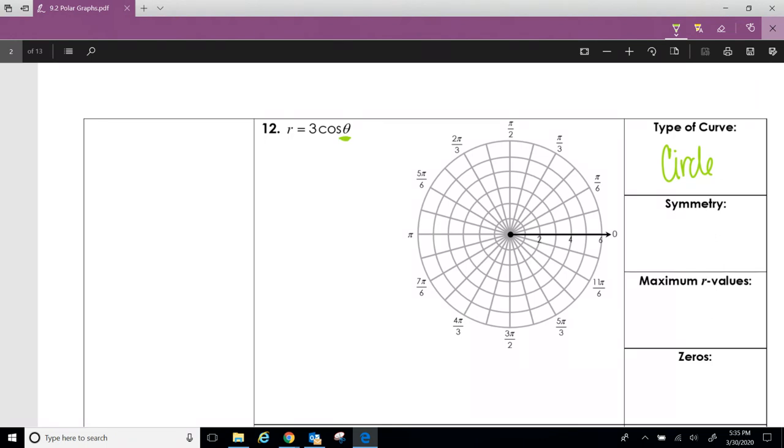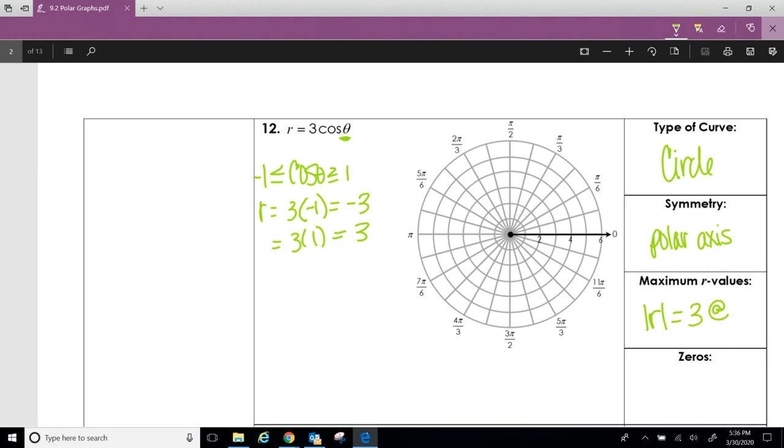What's the maximum radius? Well, let's start with symmetry. It's cosine theta, so we're symmetrical about the polar axis. Remember, your polar axis is what we think of in rectangular coordinates as the x-axis. My maximum r values, again, cosine oscillates between -1 and 1. So r is either going to be 3 times -1 or 3 times 1. So this would give us -3 and 3. So my maximum r value is going to be 3.